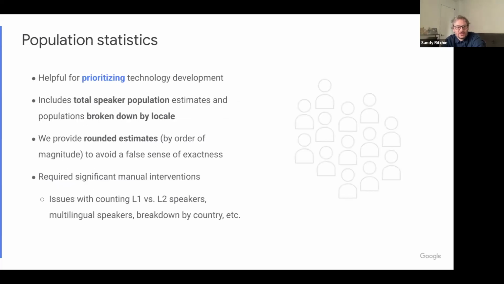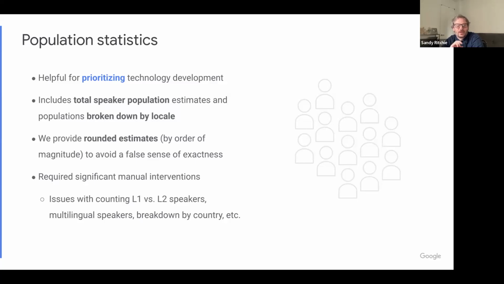First, population statistics. Why is that important? Obviously, if you are saying to your boss, I want to add 50 more languages to my app this year, probably the first question they're going to ask is, which ones are you going to choose? Population size is one of the primary metrics that we use to prioritize among competing candidates for a language extension project. So we include population statistics in the repo.